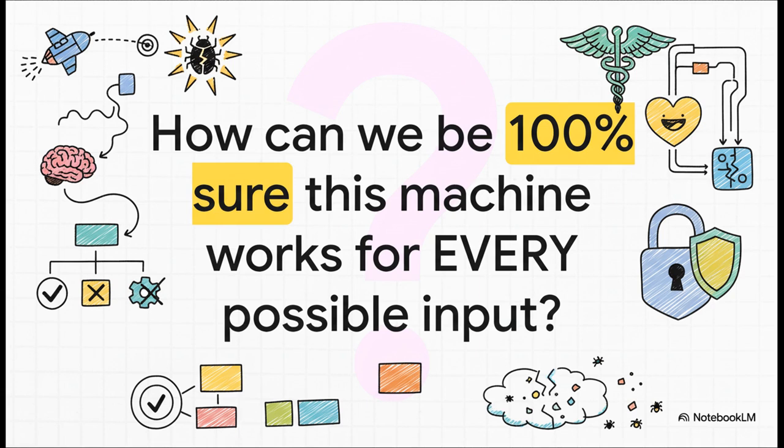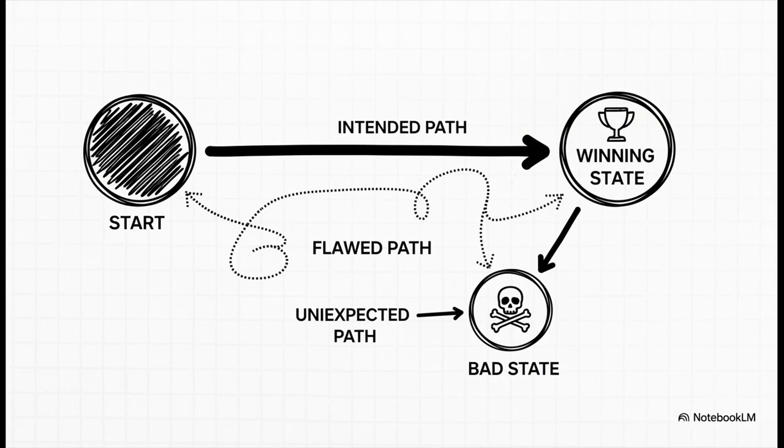For a text search, a small bug is maybe just a little annoying. But what about the code that's flying a spacecraft or running a medical device? A bug there could be catastrophic. We need a way to achieve absolute, total certainty. Just testing a few examples is never going to be enough to guarantee perfection. We need a proof. But even proofs can be tricky.